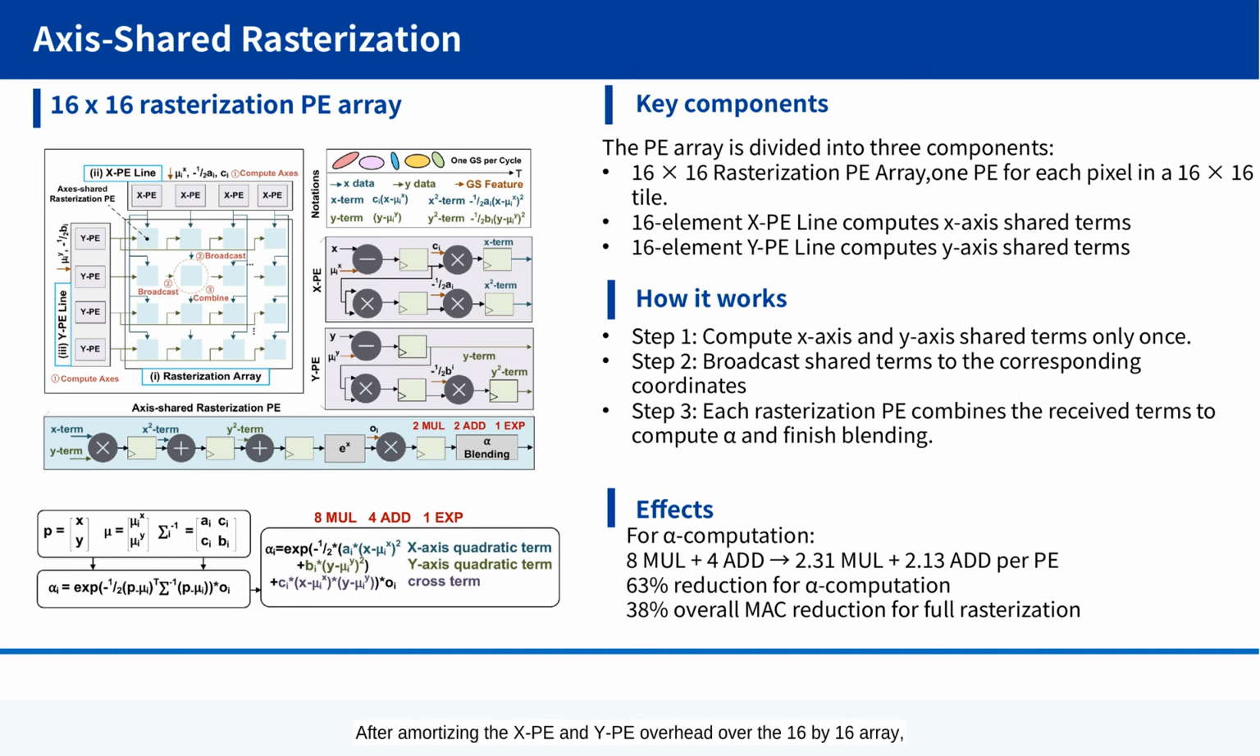After amortizing the XPE and YPE overhead over the 16 by 16 array, the alpha computation cost drops from 8 multiplications and 4 additions to 2.31 multiplications, 2.33 additions per PE. This gives a 63% reduction for alpha computation and a 38% MAC reduction for full rasterization, while preserving tile-level parallelism.